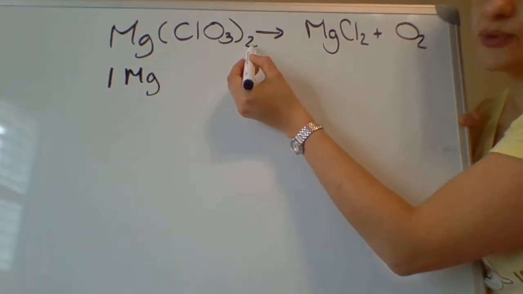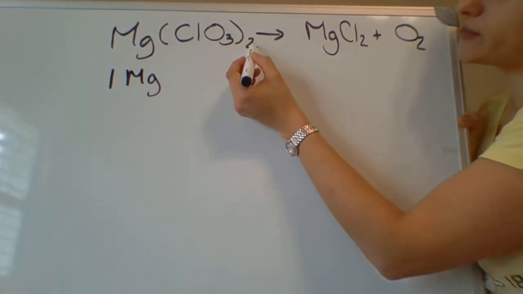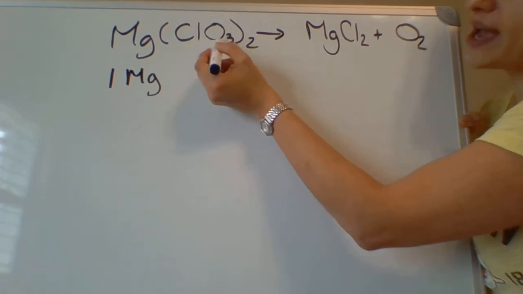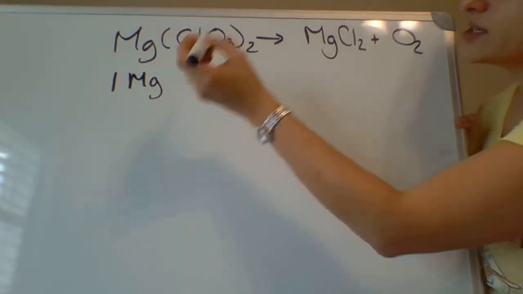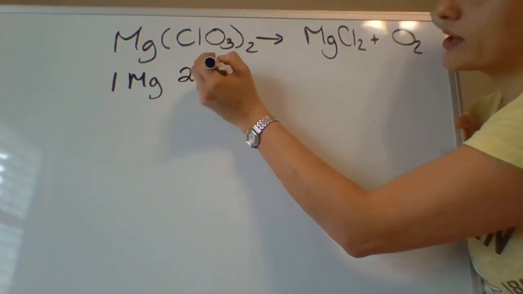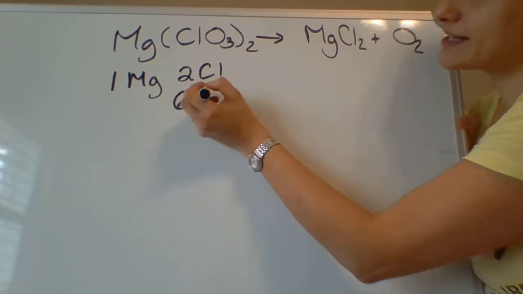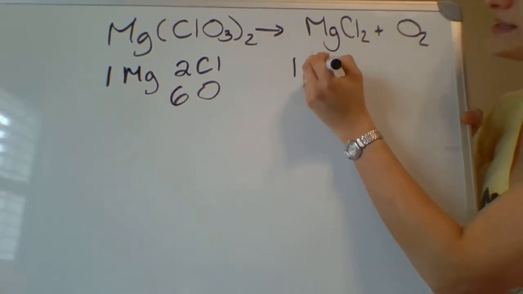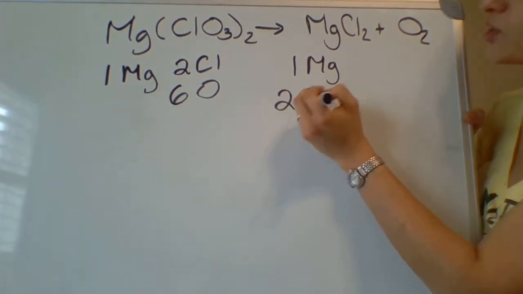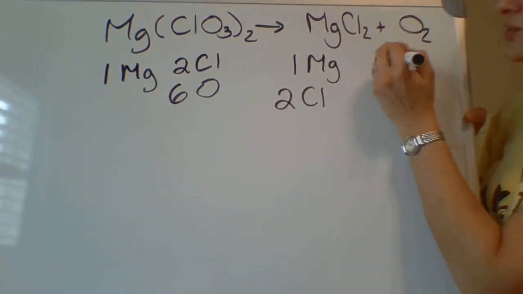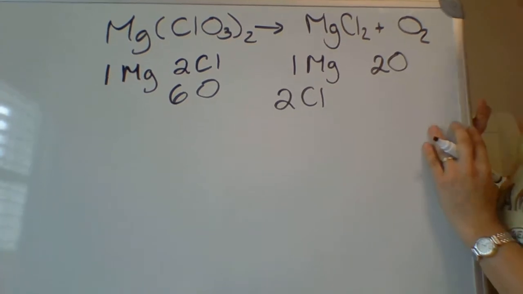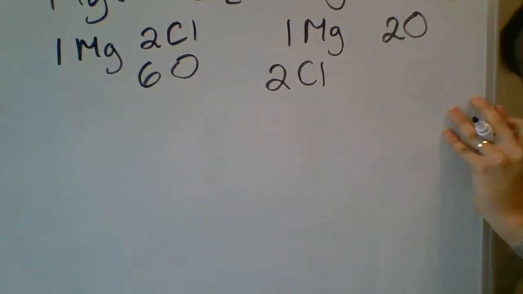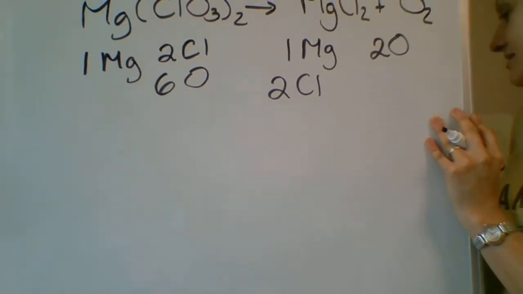Remember, there's a parenthesis here and the 2 on the outside, which means the 2 applies to everything within the parentheses. So that means we have 2 chlorine and we have 6 oxygen. On this side, we have 1 magnesium, 2 chlorine, and 2 oxygen. So let us look at the way that we're going to balance this.